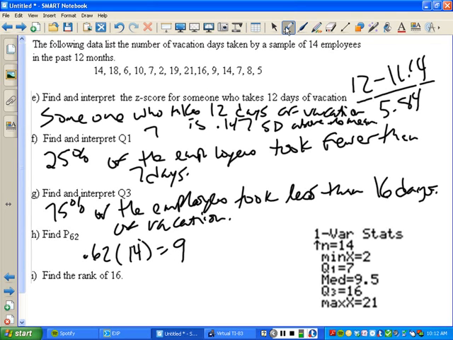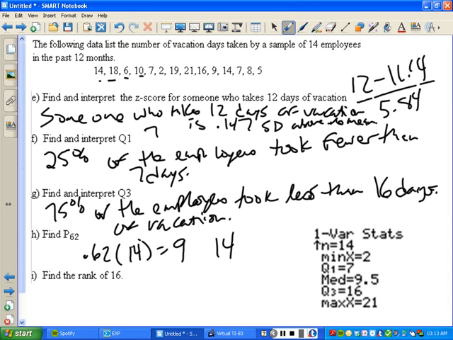Now you've got to count 9 places. Be careful. Don't go like this: 1, 2, 3, 4. No. That's like a server who brings you all your drinks and then spills them on you when they get there. Nice effort. Horribly bad result. Put them in order first, then count 9 places. When you put them in order and count 9 places, what do you get? I'm running out of time. 14. If I had to interpret that, 62% of the employees took less than 14 days of vacation.